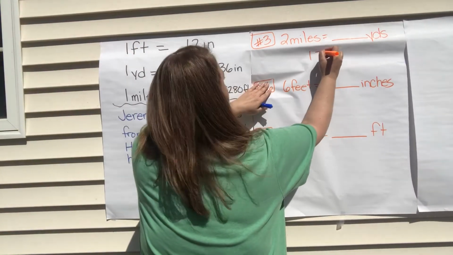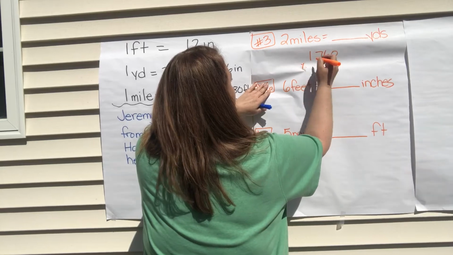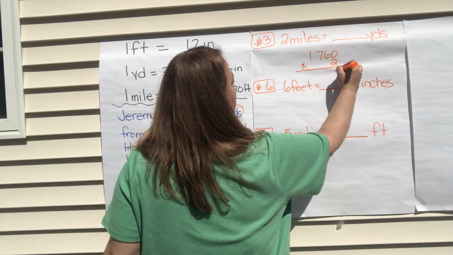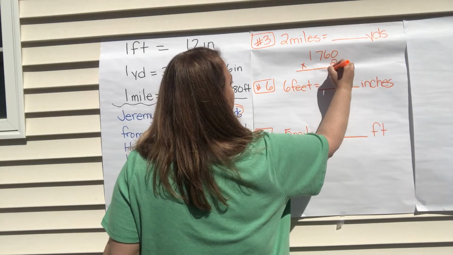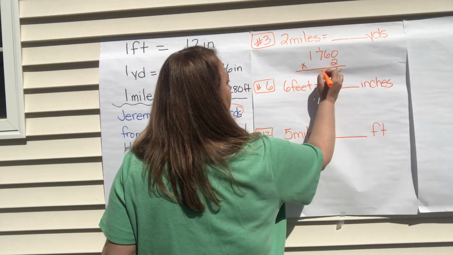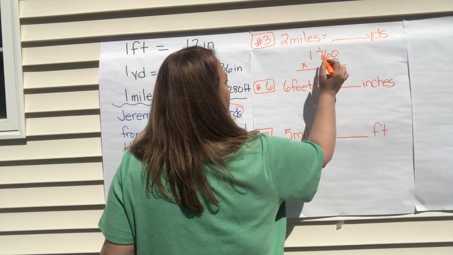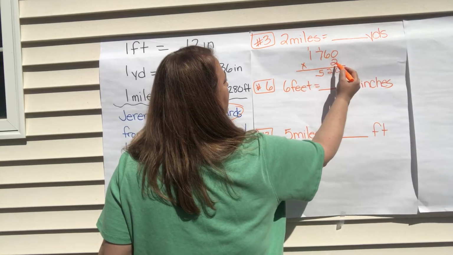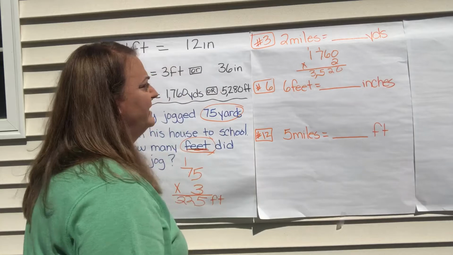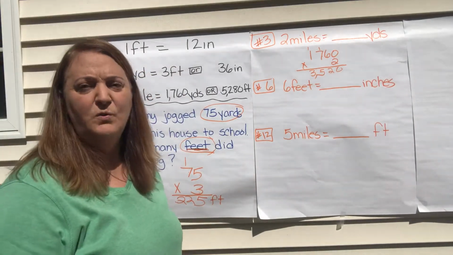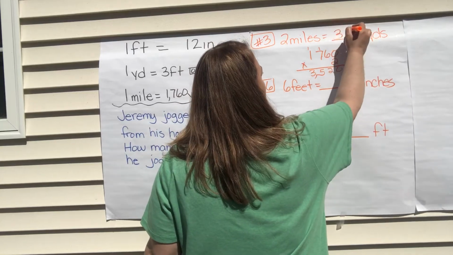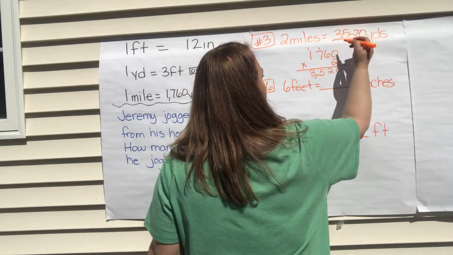So 1,760 times 2, 2 times 0 is 0, 2 times 6 is 12, carry the 1, 2 times 7 is 14, 1 more is 15, carry the 1, 2 times 1 is 2, and add that 3. So our answer is 3,520, what? Yards, right up here. So I could write 3,520.